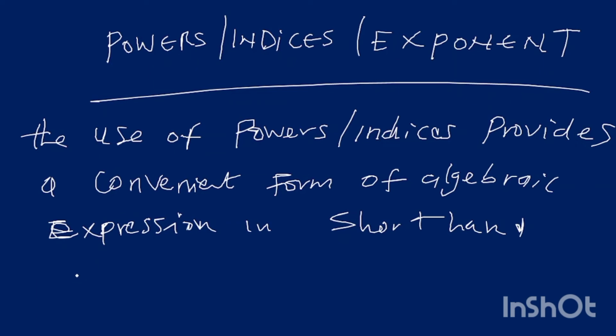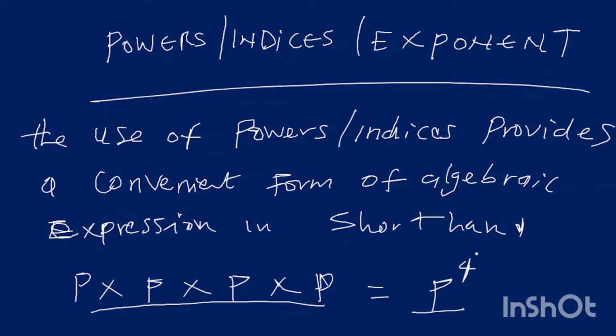What do we mean by that? If I cannot just write an algebraic expression, for example, p times p times p times p, in shorthand this can be written as p raised to power 4. That is 1, 2, 3, 4, p raised to power. So instead of writing this, we write this. So this guy here is called the power, or you say the index. While this guy here is called the base.